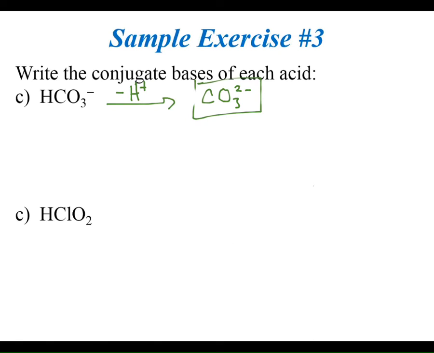How about this one? What if HClO2 behaved like an acid? If it behaves like an acid, that means it lost an H+. So what would it leave behind if it lost an H+? We're going to lose the H, so ClO2. If we lost a plus, we must leave behind a negative. So that would be the conjugate base.